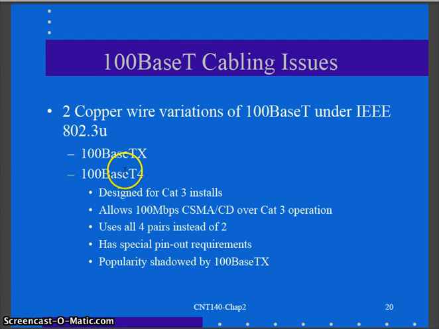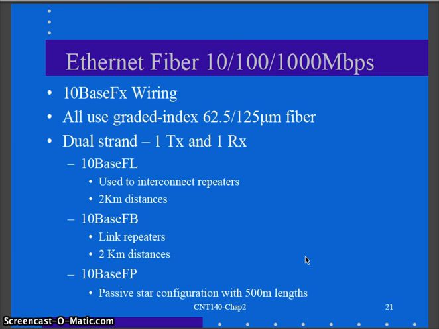The other standard, 100Base-T4, you do not see this very often. This allowed using Category 3 cabling for 100 megabit. Most of this has been taken out and you don't see it anymore, but this was a way to handle 100 megabit over Category 3 cabling. And again, 100Base-TX has far outshadowed that.